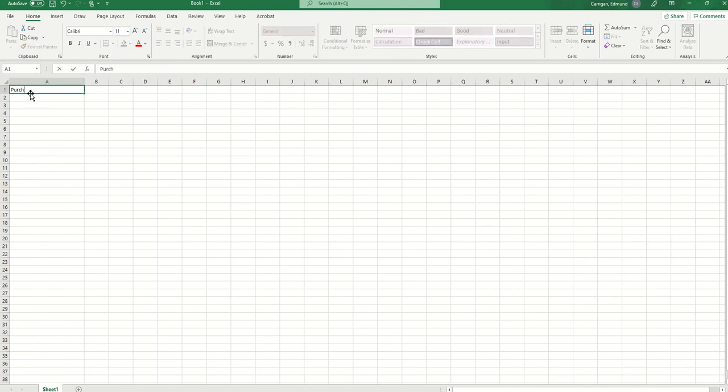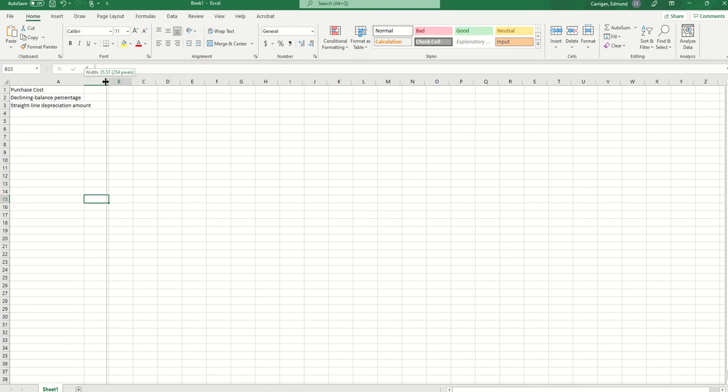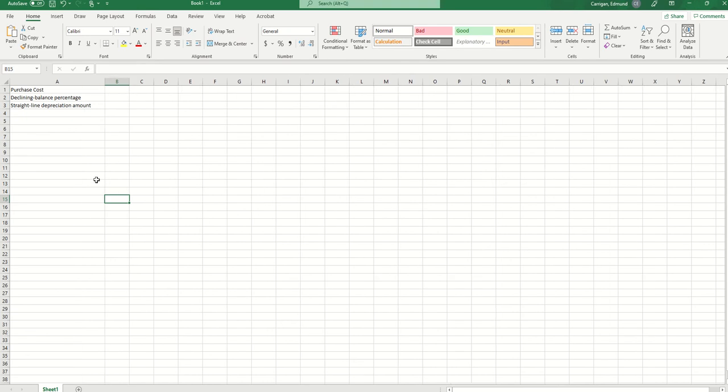So I'm typing in purchase cost. I'm just clicking on the cell first and then typing. Declining balance percentage, and then we've got straight line depreciation amount. All right, so I've typed them in. I'm going to make sure they're wide enough so that they fit inside one cell, otherwise it becomes a bit tricky. Okay, so what I'm going to do as well is type in next to it so we know what our formula is.